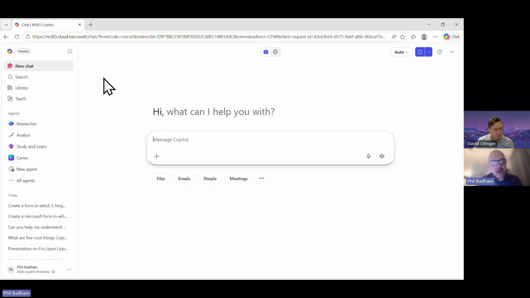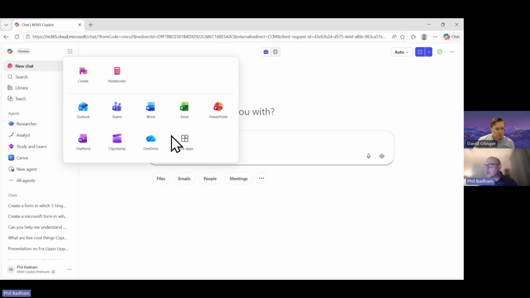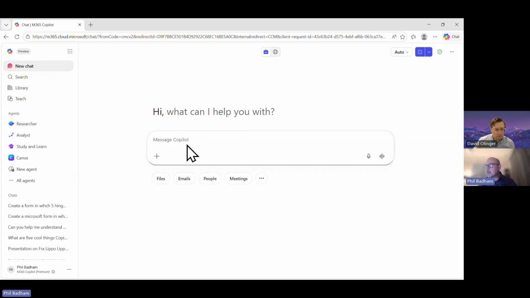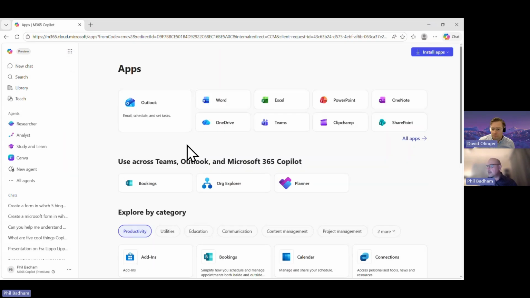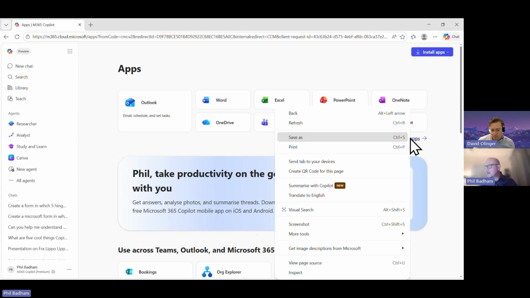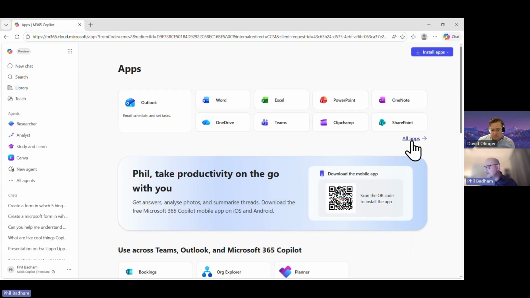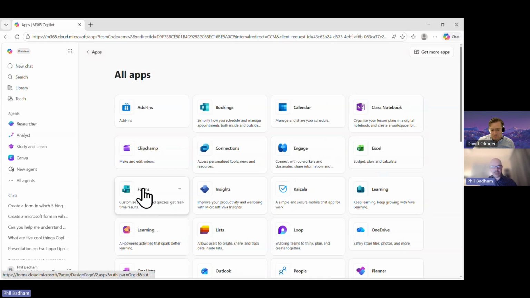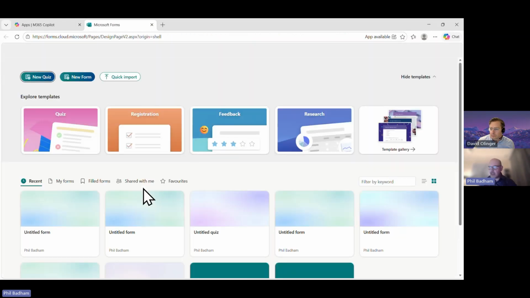So there's the Copilot chat, which Dave mentioned earlier on the slide. And what I'm going to do is go and find my Forms app. So I'm just going to go to my little waffle and go to more apps, and that will load in all of my different apps there. And then I'm just going to find my Forms. There we go, so there's my Forms app. I'm just going to click on that, and that will start a new form.